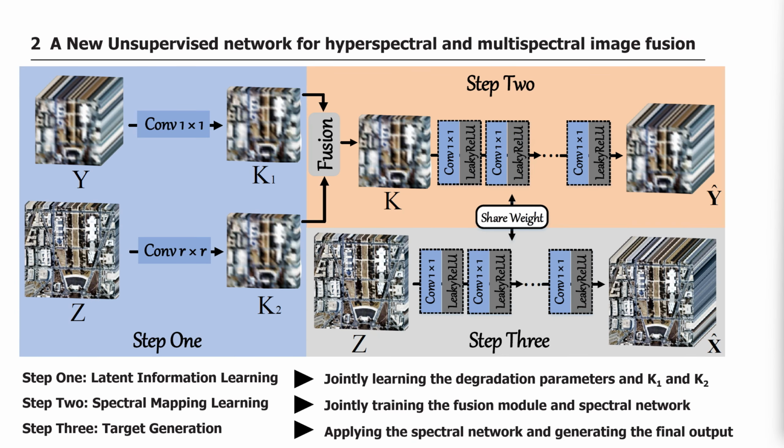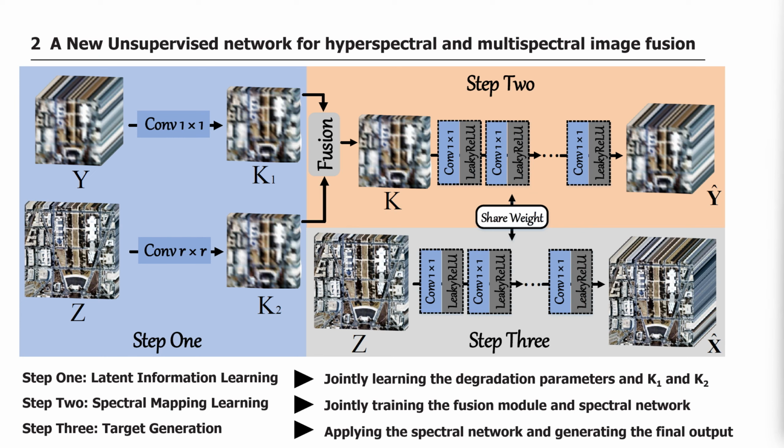Based on this idea, we propose a three-step network to achieve unsupervised hyperspectral and multispectral fusion. Step 1 aims to learn unknown degradation parameters, and get K. In this step, depth-wise convolution is used to simulate PSF downsampling and point-wise convolution is to simulate the SRF downsampling. By minimizing the loss function, we can jointly learn the degradation parameters K1 and K2.